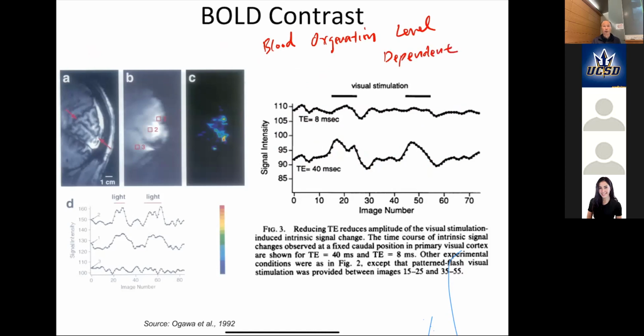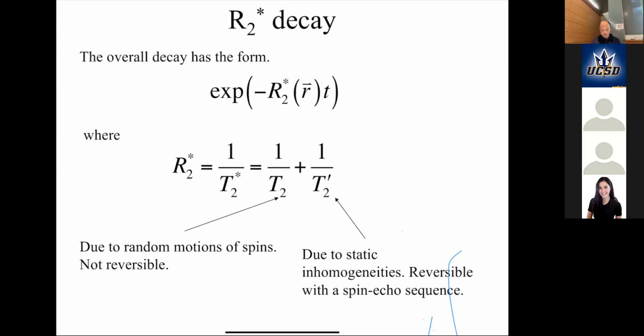Okay, so that gives you a clue as to what we're measuring. Let's see why this is a blood oxygenation level dependent signal. Remember what we just talked about: R2 star has two components, 1/T2 plus 1/T2 prime. So R2 star has contributions due to random motion and due to static inhomogeneities, and to a large part, this is what most of fMRI is based on.